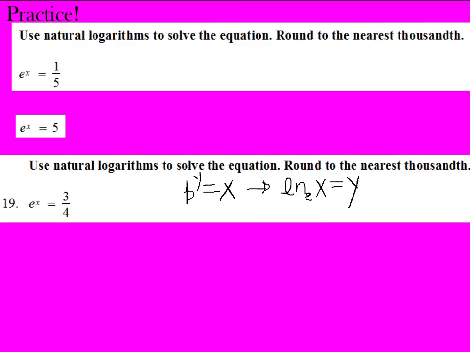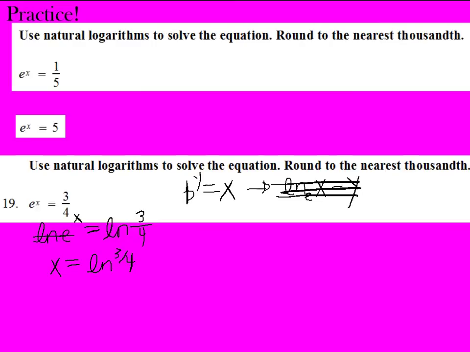Alright, so here, actually, we're going to scratch that. Let's not even change forms. All we're going to do is put the natural log, the ln, on each side. So ln of e to the x is equal to ln of 3/4. Now from number 17, recall that whenever we see ln of e, it's really just equal to our exponent. So this is really just equal to x over here. This ln e cancels out, so I get x is equal to the ln of 3/4.